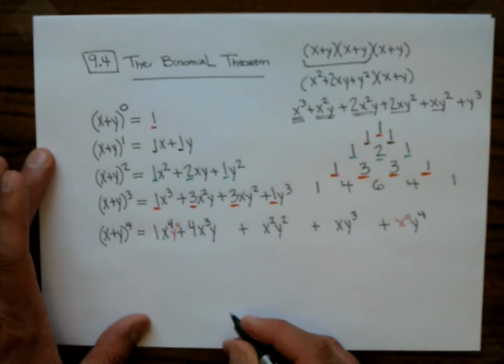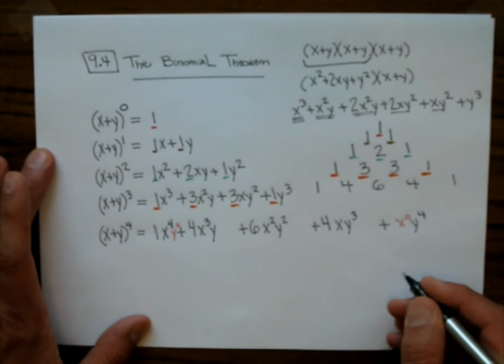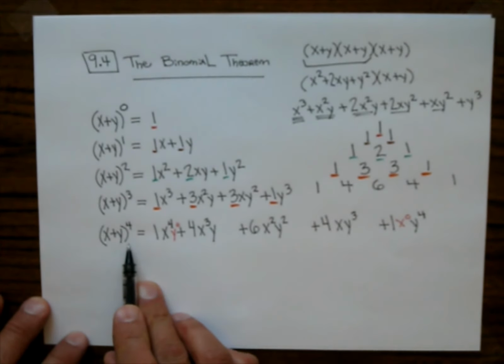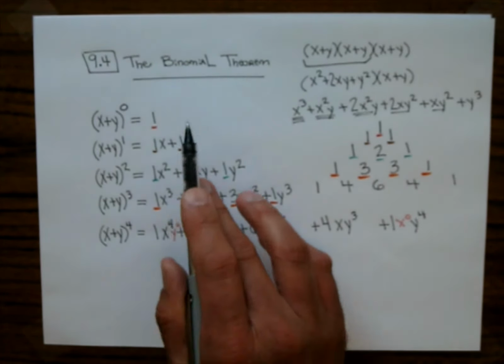4, 6, 4, 1. And that's how we got (x + y) to the 4th. So that is the deal with Pascal's triangle. Pascal's triangle can be used to do powers of binomials.